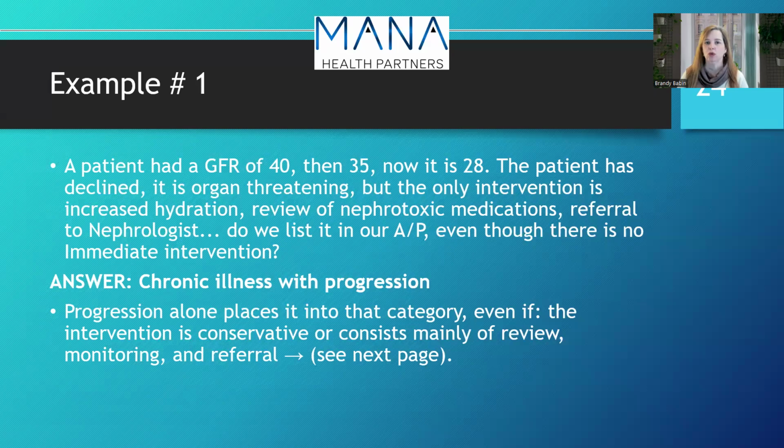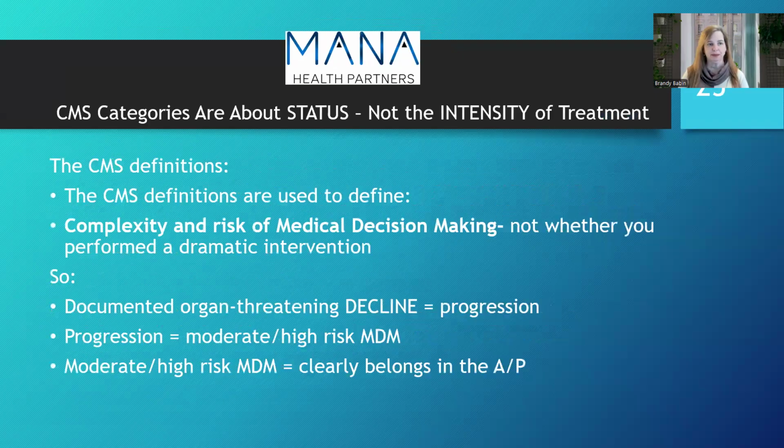So a GFR of 12 is going to be vastly different than a GFR of 28. 28 we can work with. It takes a moderate amount of medical decision making. A GFR of 12 may need dialysis. So this example could go both ways as far as a high degree of medical decision making and a moderate degree of medical decision making. CMS categories are about status, not the intensity of the treatment.